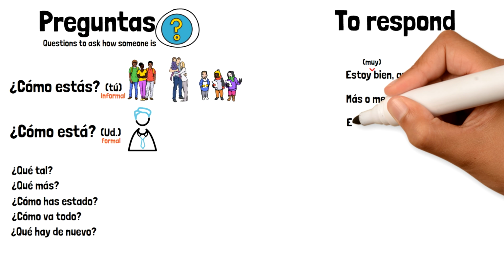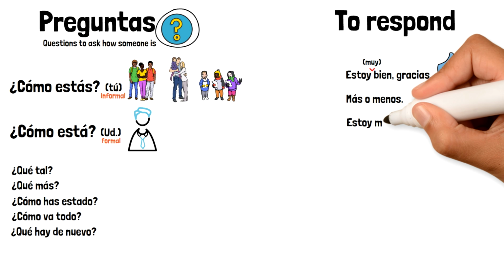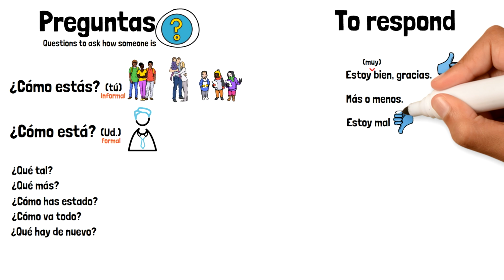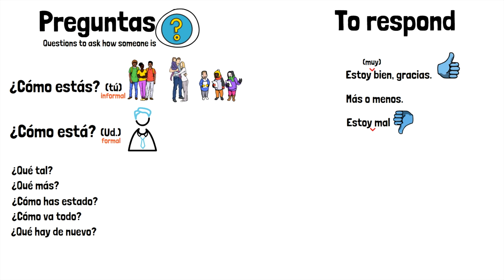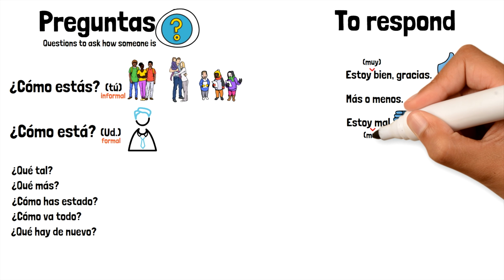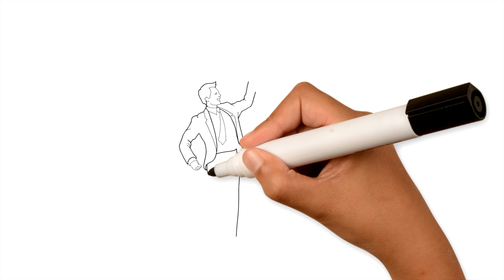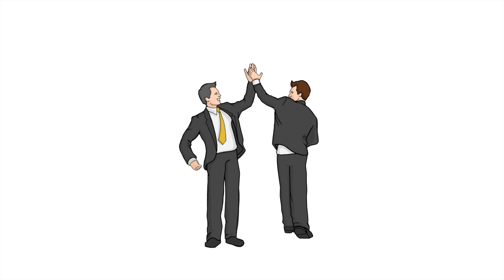If you're not doing good, you could say, Estoy mal. And you can even emphasize it by adding muy. Estoy muy mal. Finally, say ¿Y tú? And you? To ask how the other person is doing. And that's it, friends. Greetings and how to respond.